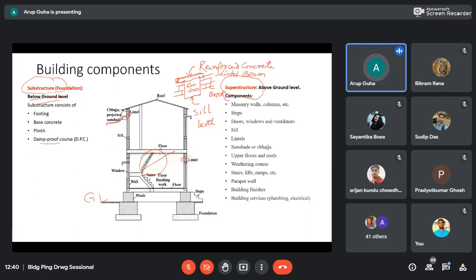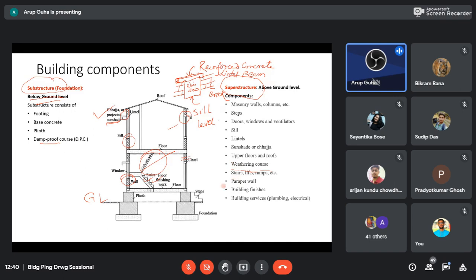What we see here, this is your masonry wall or brick wall. Then stairs, steps, sill we have seen over here. Then lintel beam here. Sunshade or chaja, it has also already been discussed over here. This is the ground floor, this is the upper floor. Then weathering course, we will come to it later.